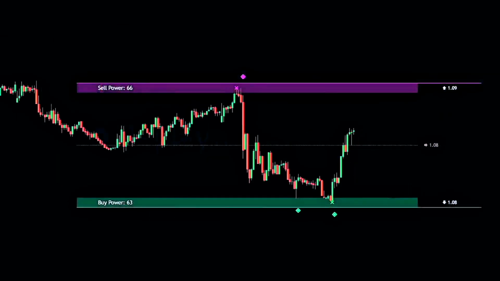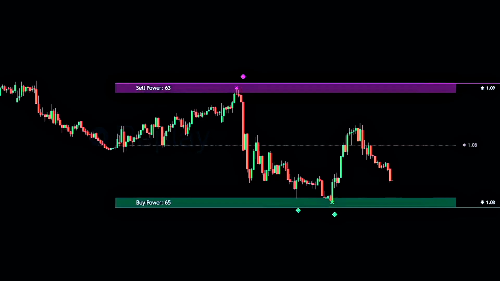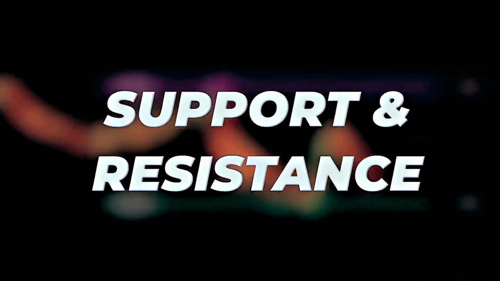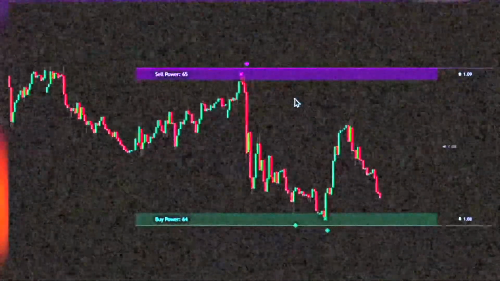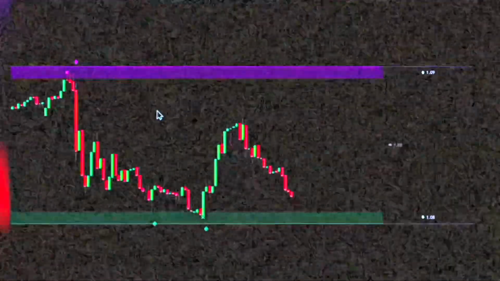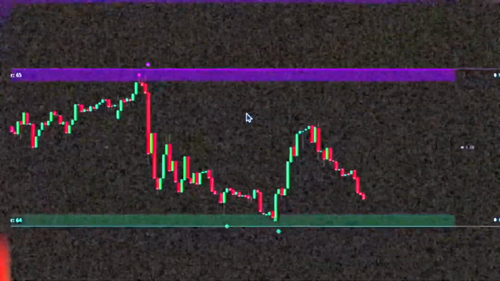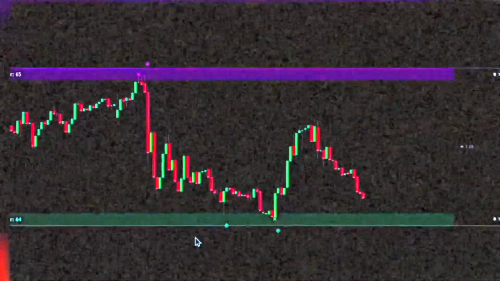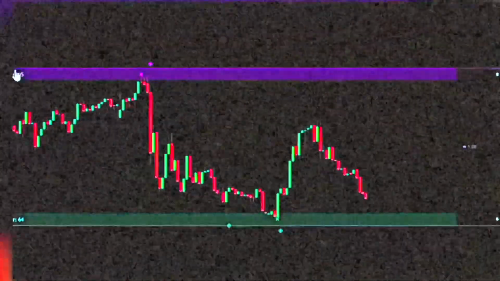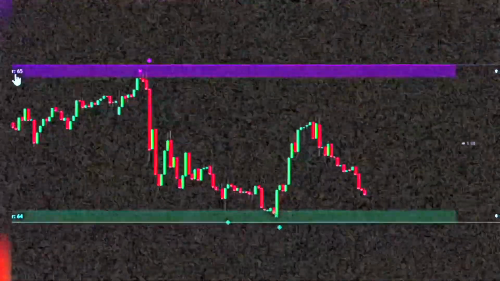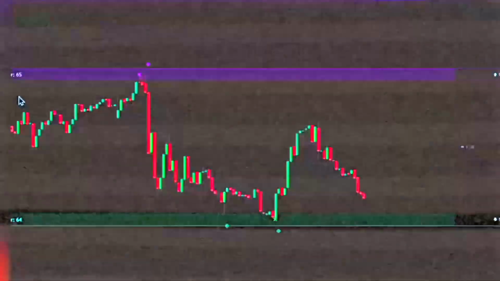Now let's take a look at what this indicator actually does. The Support and Resistance Power Channel automatically plots dynamic zones right onto your chart. The cool part is that it doesn't just draw those zones, it also shows you the level of buying or selling strength happening in those areas, which makes spotting potential reversals way easier.